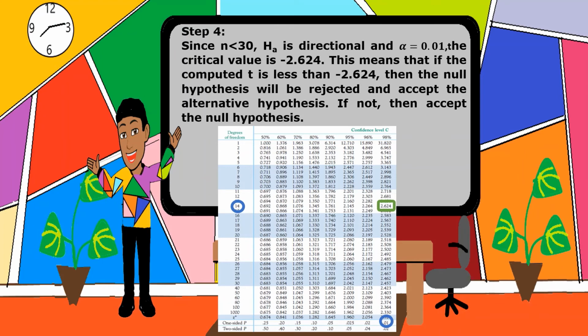So since n is less than 30 and our alternative hypothesis is directional and alpha is equal to 0.01, the critical value is negative 2.624. This means that if the computed t is less than negative 2.624, then the null hypothesis will be rejected and accept the alternative hypothesis. If not, then accept the null hypothesis.